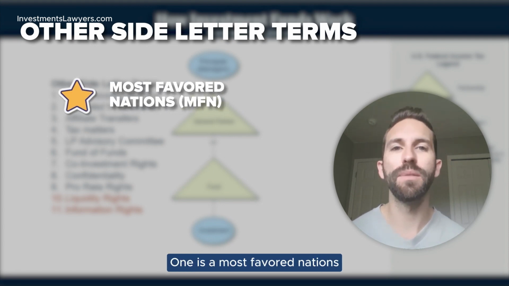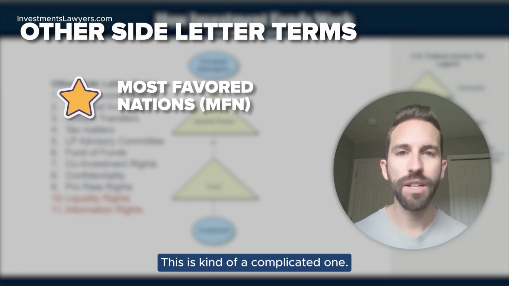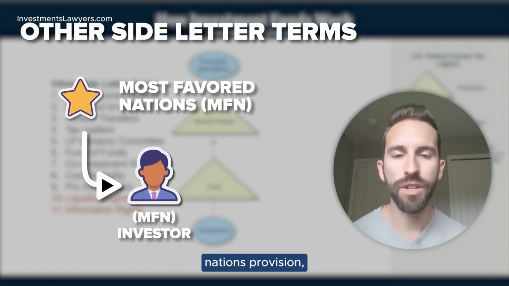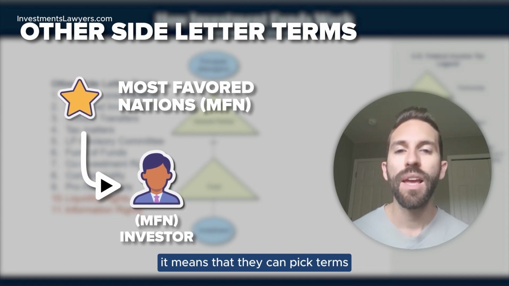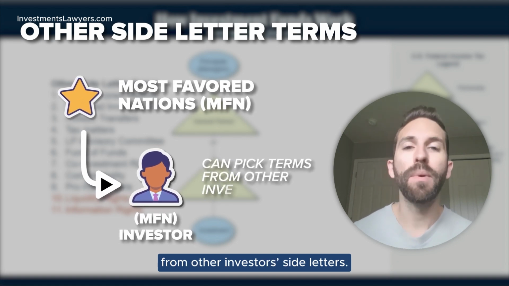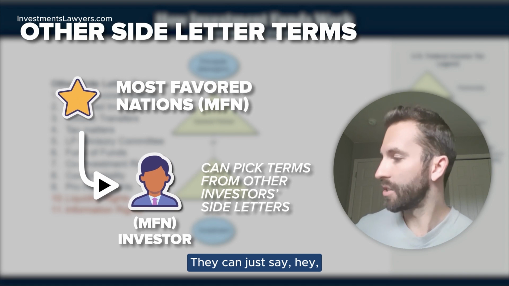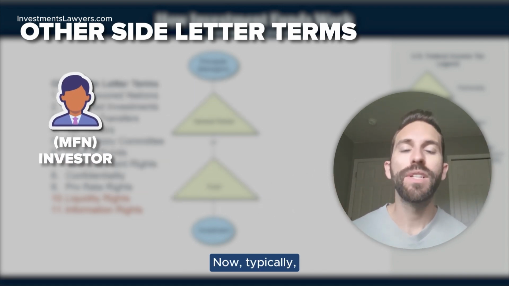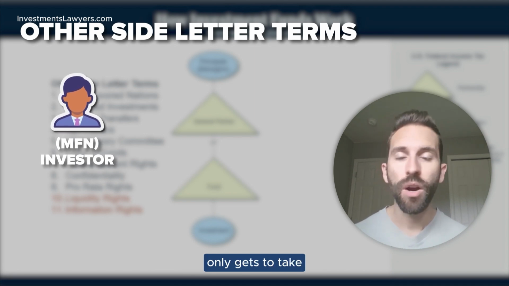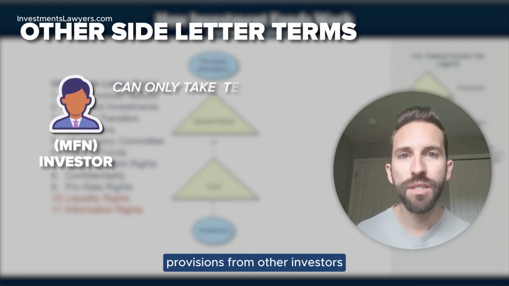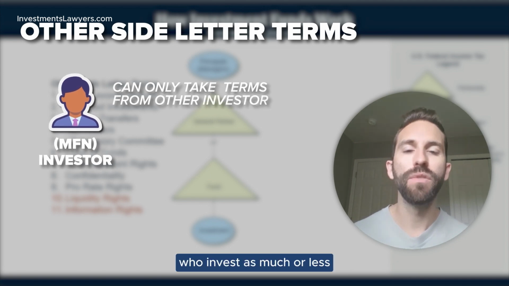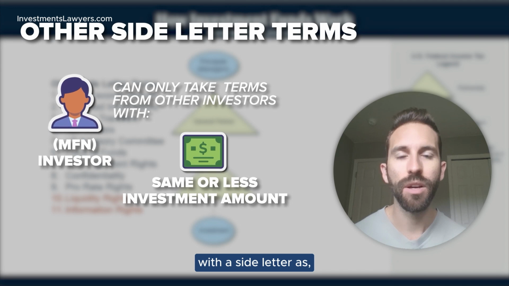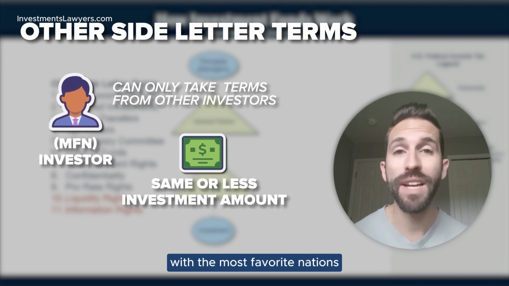Let's go through them. One is a most favored nations provision. This is a complicated one, but in general, if an investor gets a most favored nations provision, it means that they can pick terms from other investors' side letters. They can just say, hey, that's a nice term. Let me take that for my investment. Now, typically, an investor with an MFN only gets to take provisions from other investors who invest as much or less than the investor with the most favored nations provision has.